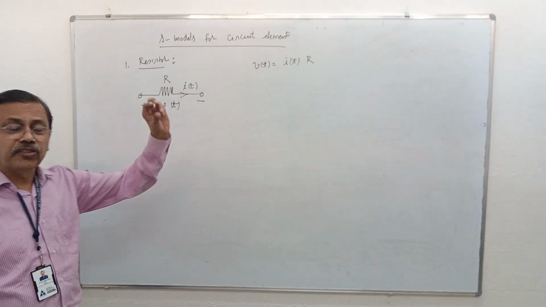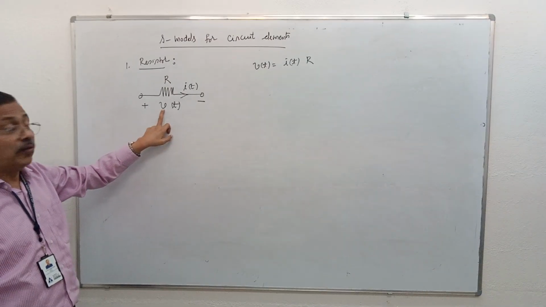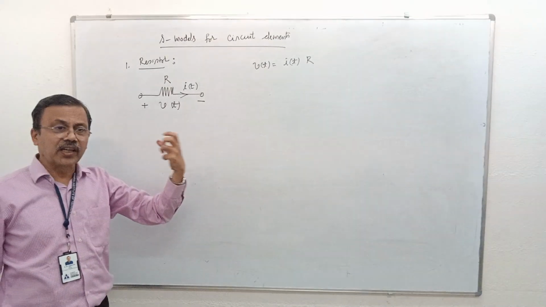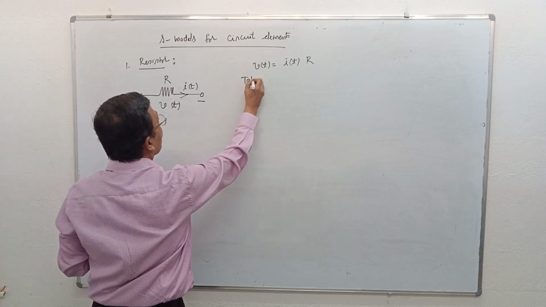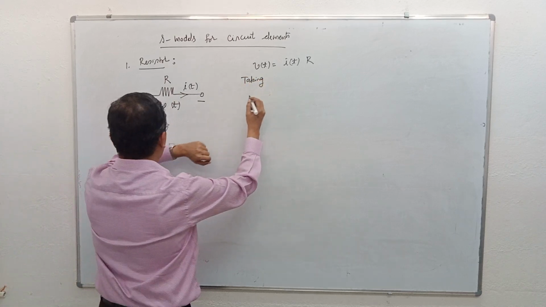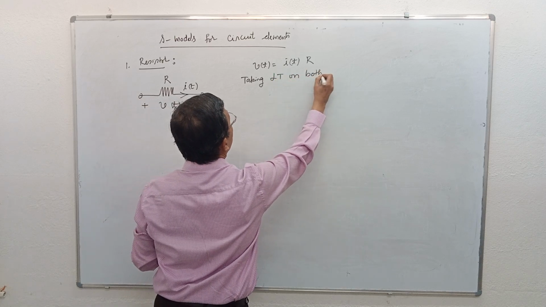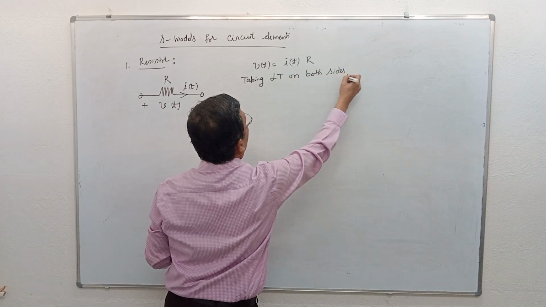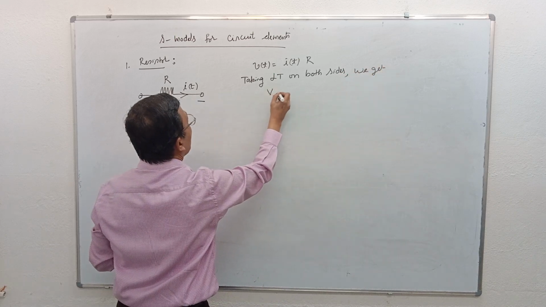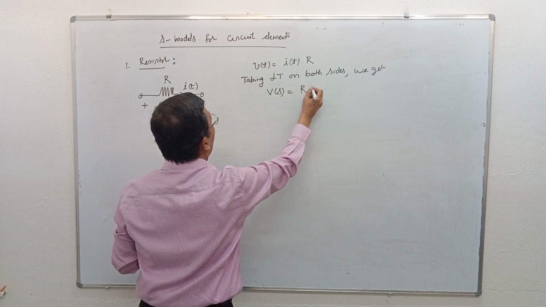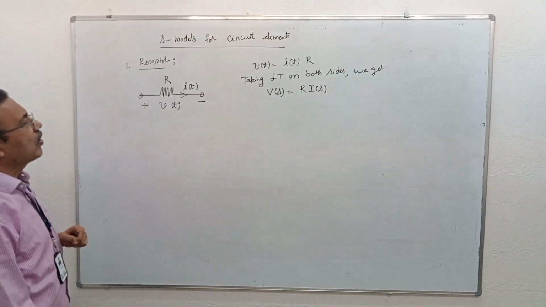All time domain functions are denoted by small letters. You should not write capital V for v of t. You must not write capital I for i of t. Taking Laplace transform on both sides, we get V of s is equal to R into I of s.